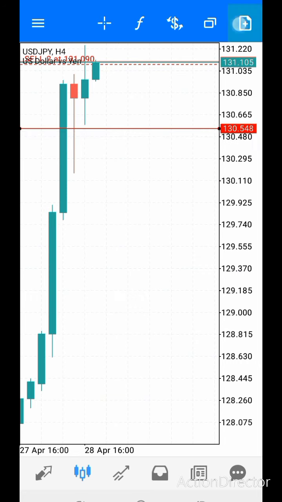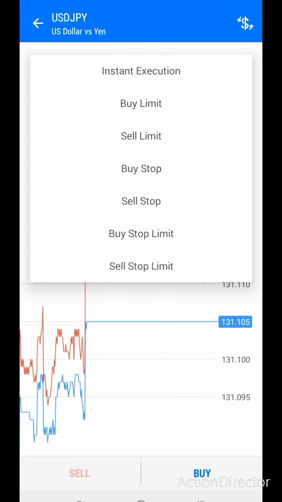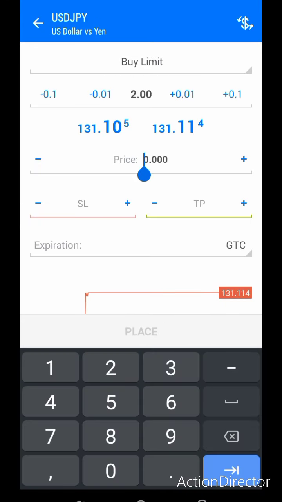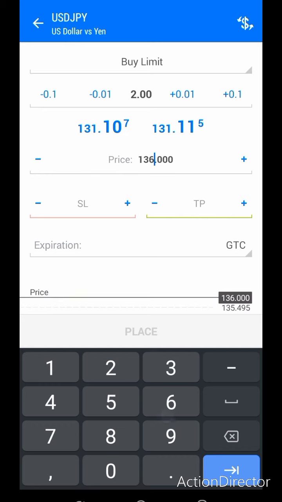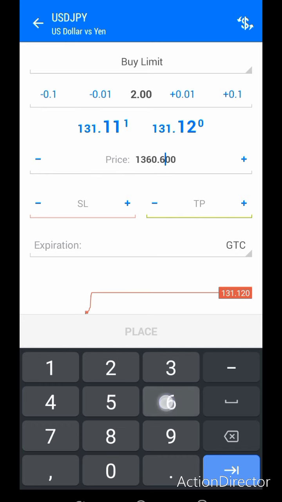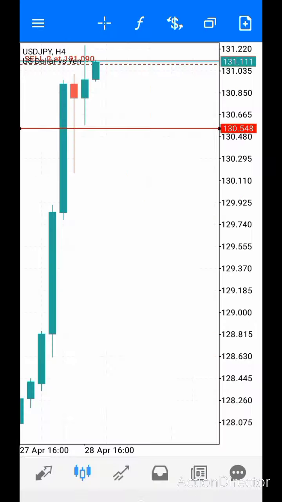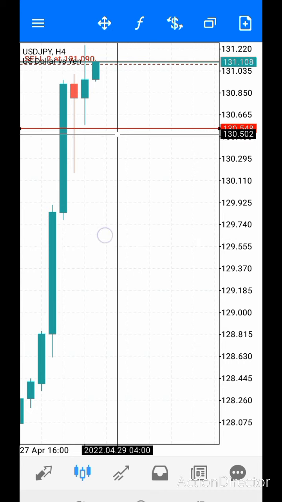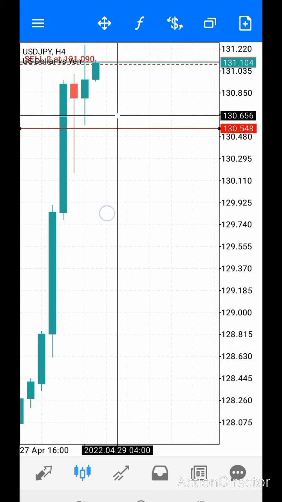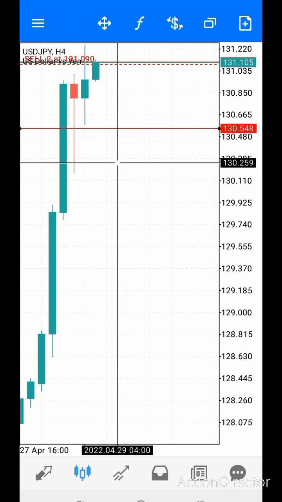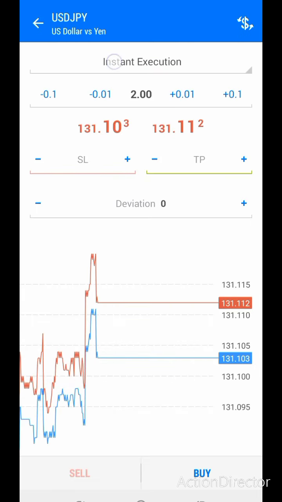So I'll just go to here, go to buy limit, and go on 1360.666. I guess no, I didn't copy that price correctly. As you can see here, it is 130.665. So let me go ahead and do that.